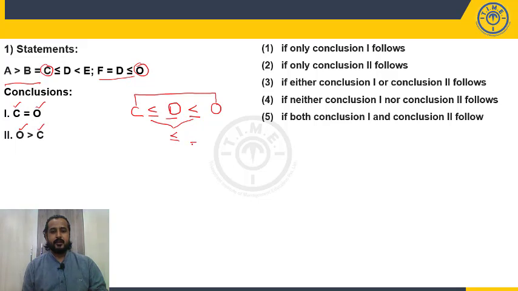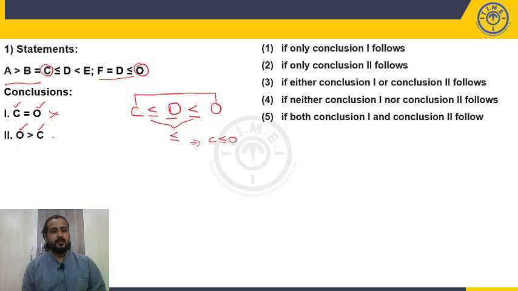So what is the relation that I have? Definite relation C less than or equal to O. Now what is your first conclusion? C equal to O. Can you say definitely C equal to O? No. It may be C less than O. So I cannot say it is definitely true.